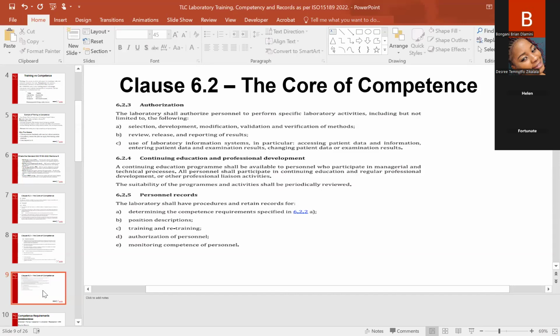B, position descriptions, that's your job descriptions. Each person must have a job description. C, training and retraining. D, authorization of personnel. E, monitoring competence of personnel. So it seems to be a little bit of overlap, but it's actually not too much overlap.